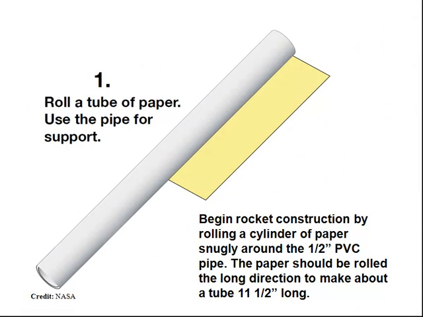Now, before you begin, you're going to want to locate first a 1/2-inch PVC pipe and also a sheet of paper. Specifically, cardstock and construction paper really work well. For step 1, you can begin rocket construction by rolling a cylinder of paper snugly around the 1/2-inch PVC pipe. The paper should be rolled in the long direction, and this will make about a tube 11.5 inches long.